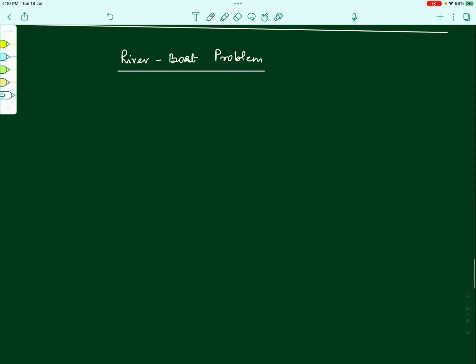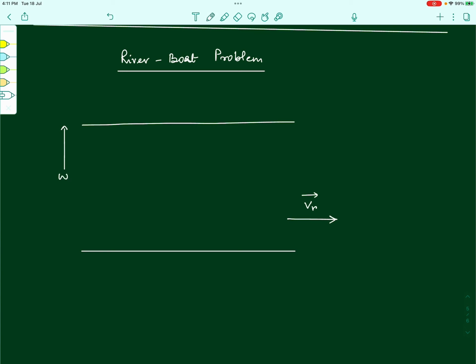What is this situation, the river boat problem? The situation is like this. We have a river flowing in a certain direction. This is the river, let's say, which is flowing towards the right with a velocity VR, the velocity of the river. Let's say we know the width of the river, it is W. And let's say there is a point A on one shore of the river, where a boat stands.